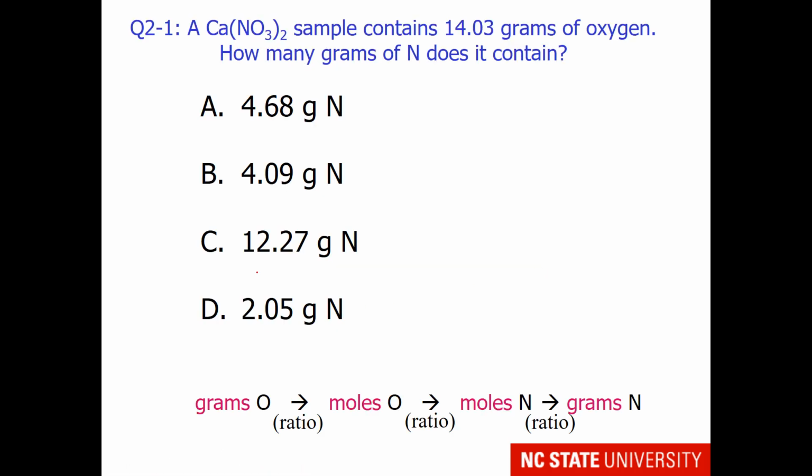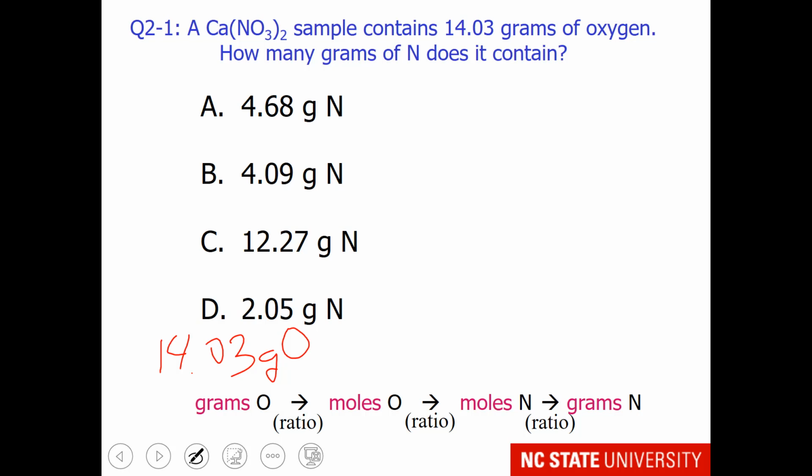So here's a question for you. A calcium nitrate sample contains 14.03 grams of oxygen. How many grams of nitrogen does it contain? I've got at the bottom the way to help you through this. So we're going to start out with our 14.03 grams of oxygen. And this refers to oxygen atoms within the compound.